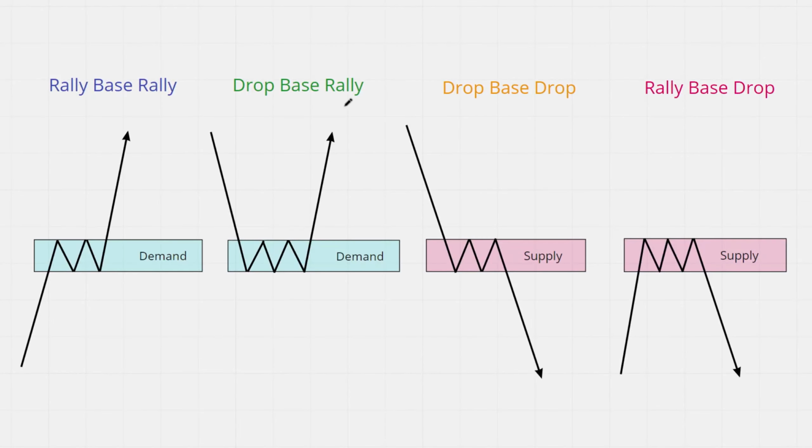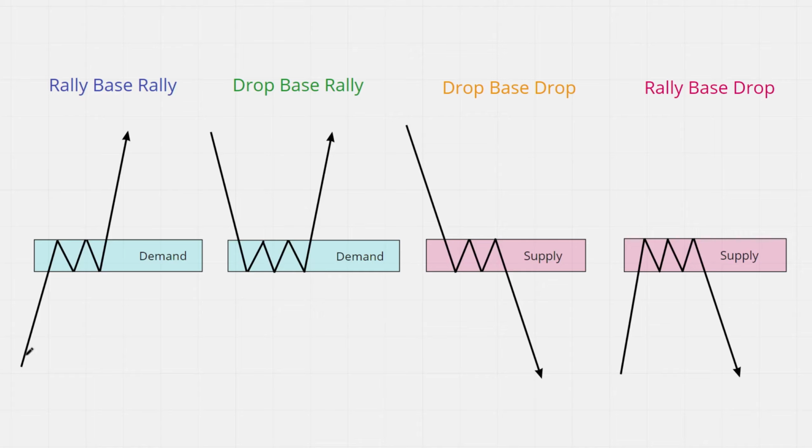Now, something I just quickly wanted to bring up, I figured it would make sense to discuss because eventually you might encounter these terms. So I just wanted to explain this as simply as possible. And that's where we can have a rally base rally, a drop base rally, a drop base drop, or a rally base drop. This is basically showing us the different ways we can get a supply or demand zone depending on which direction the price action is going in.